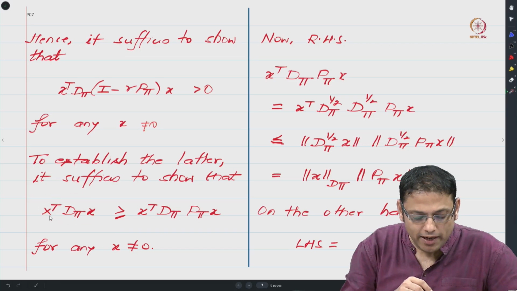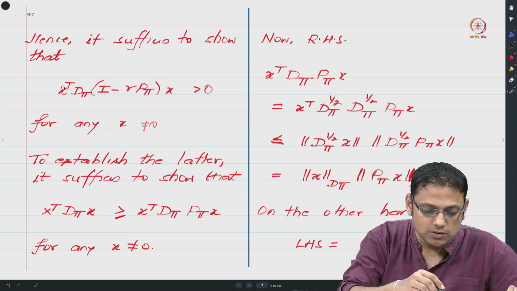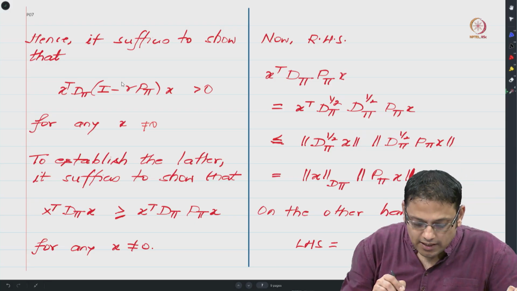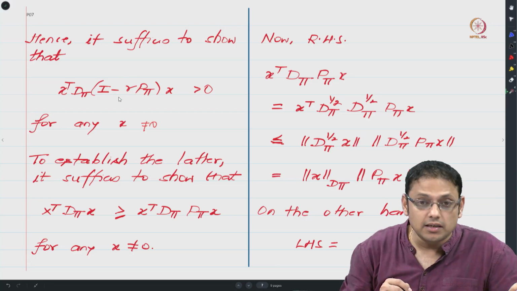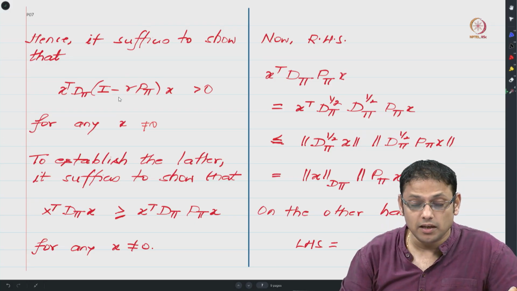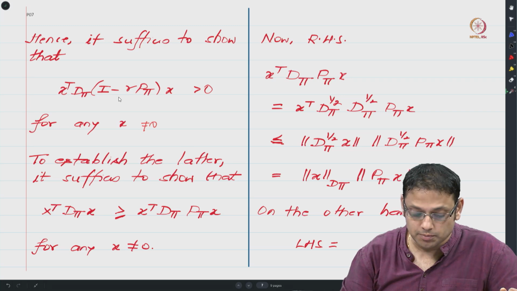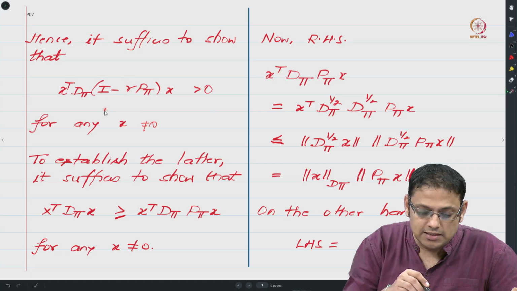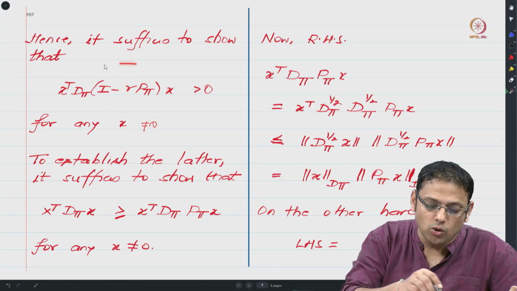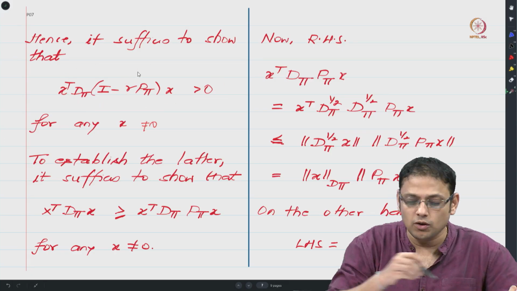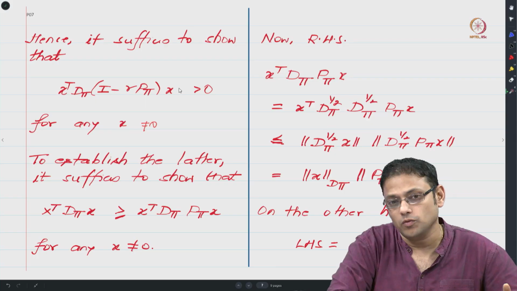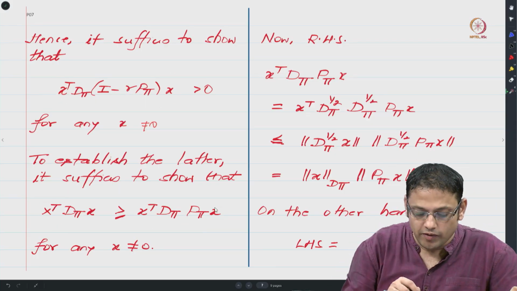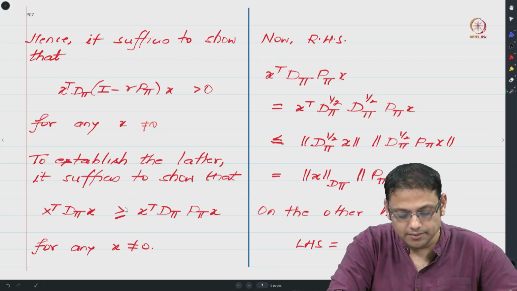So if we somehow manage to show that x transpose D_pi x, which is the quantity that you will obtain over here, is greater than this, and since gamma is strictly less than 1, this is an assumption that we make in the discounted reinforcement learning setup, then because gamma is strictly less than 1, it would follow that this inequality holds with a strict sign over here. Hence to show this, it suffices to show this, where here you have no gamma.